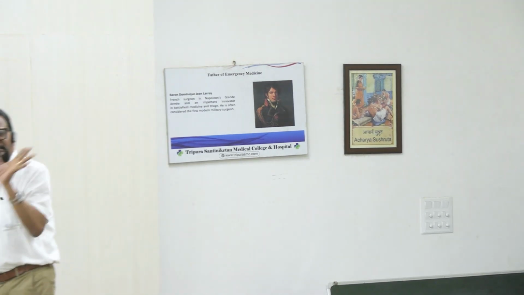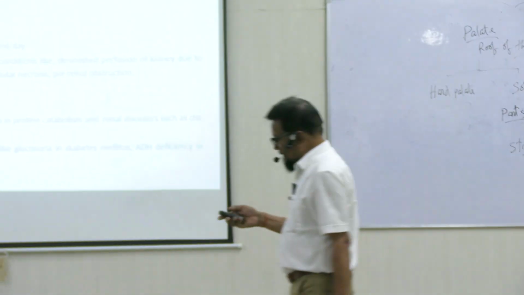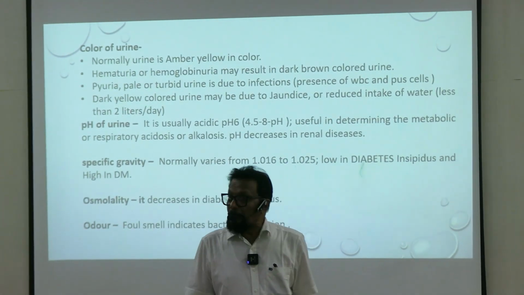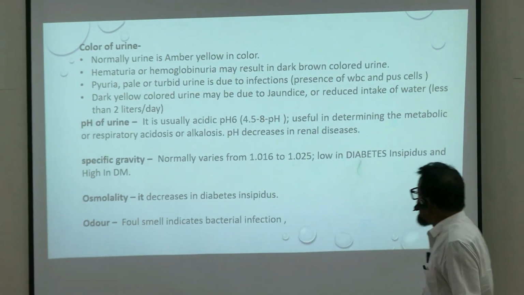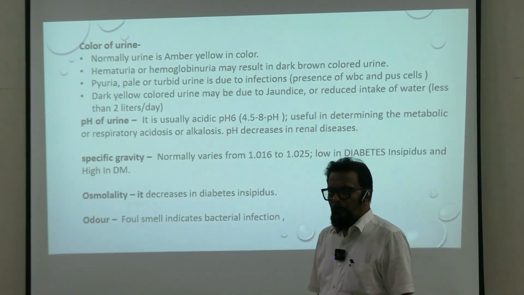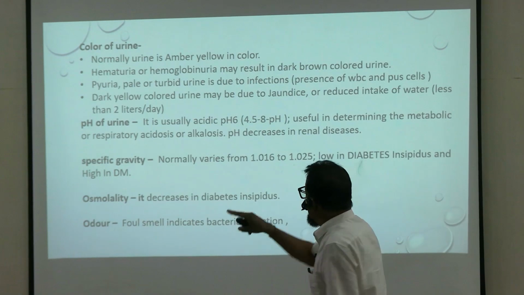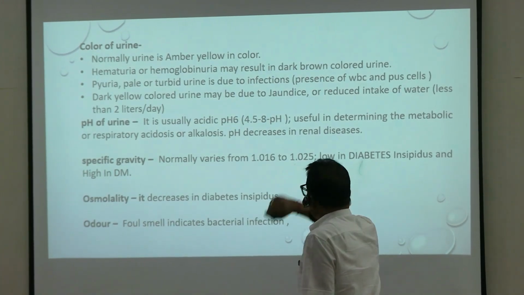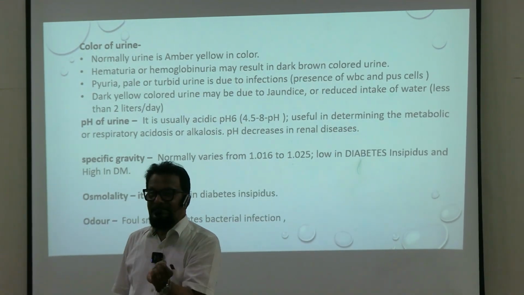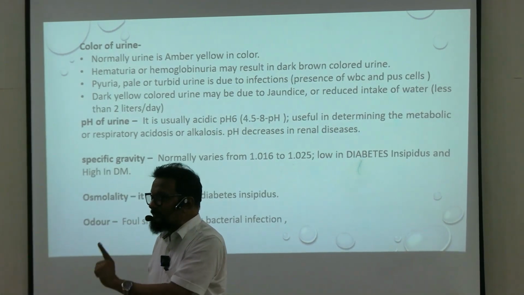So for that purpose, there are different tests. This is the physical examination of the urine. Next, let us come to the color of urine. Normally the color of urine is amber yellow or light yellow. It may become dark brown if there is hematuria, that is, blood cells in urine. So the cause of this color is hematuria.